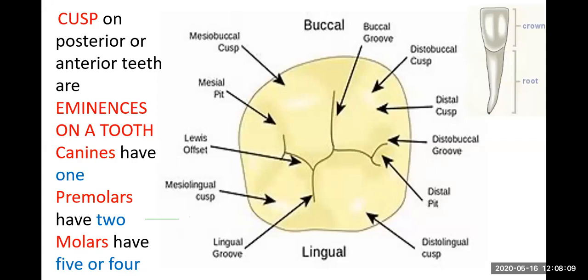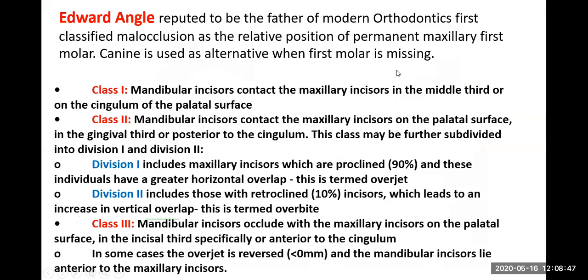So the understanding of these different cusps, and the fact that a tooth typically has four sides, the additional one being the occlusal surface, shows you a clear understanding of how you can understand occlusion. So you know that I told you earlier, cusps are eminences on a tooth. Canine has its own, just one. Premolars have two, and molars have four or five. It depends on the tooth you are dealing with. So every tooth has its own eminence, and they are so defined.